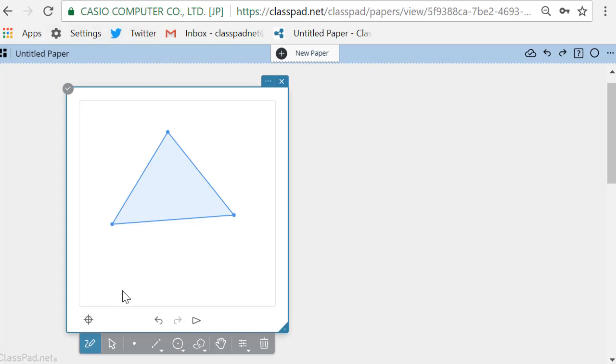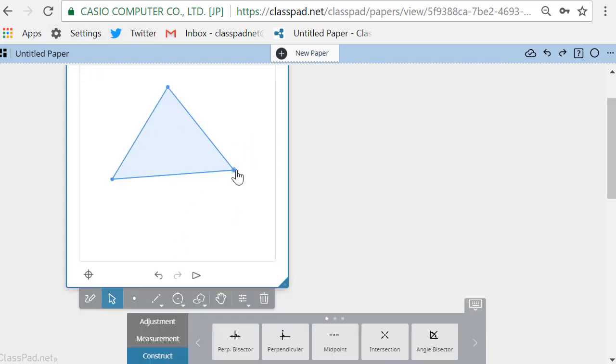So I got a triangle. It's just a random triangle, right? So it's a general triangle. Could be any triangle. I could make it be right. I could make it be whatever I need it to be. And so the circumcenter is the point where the perpendicular bisectors of all the sides of a triangle meet. So let's construct those perpendicular bisectors.